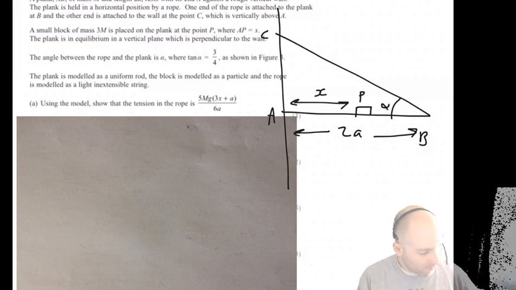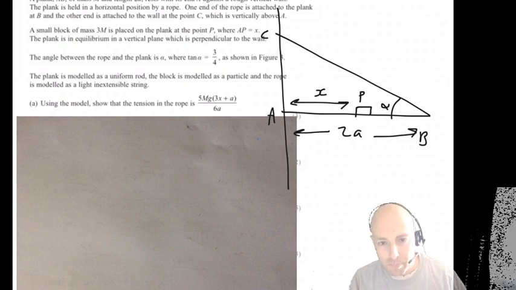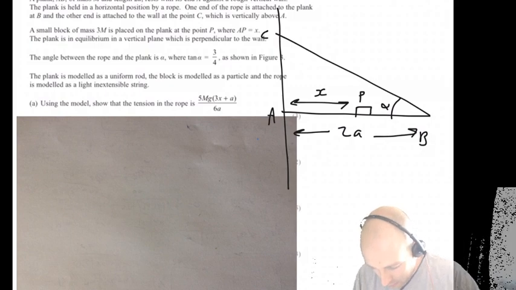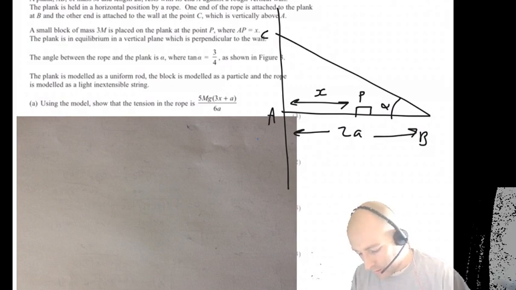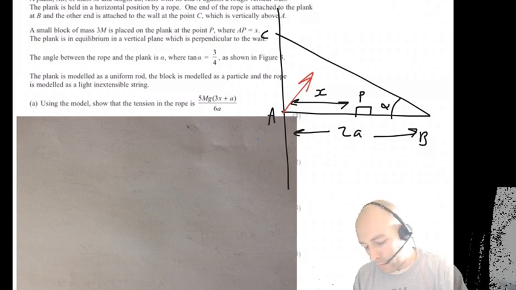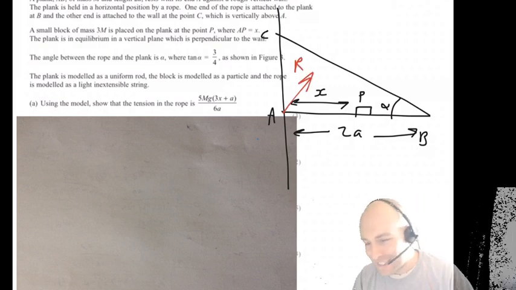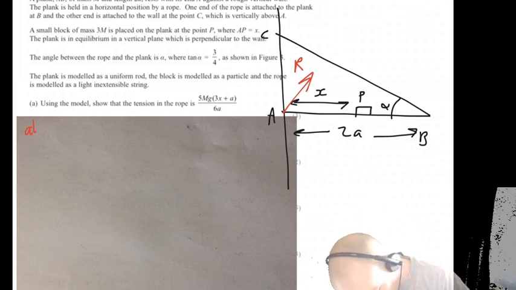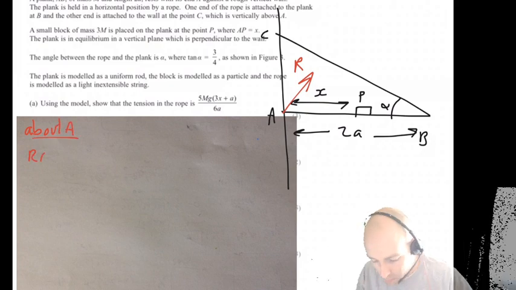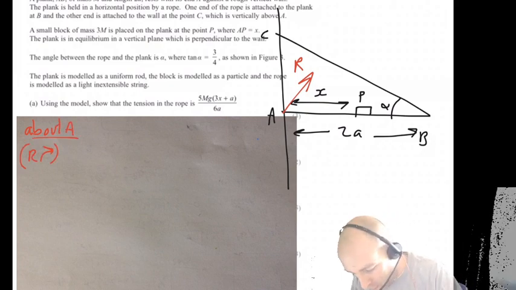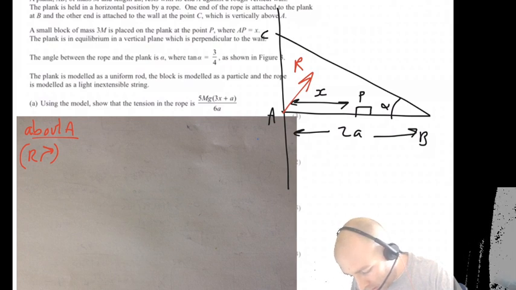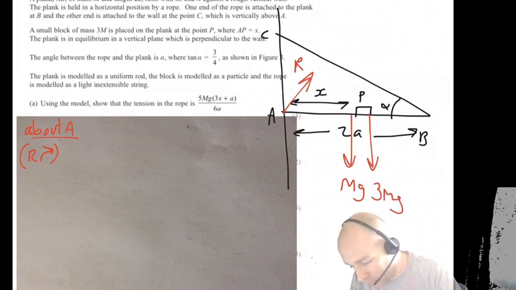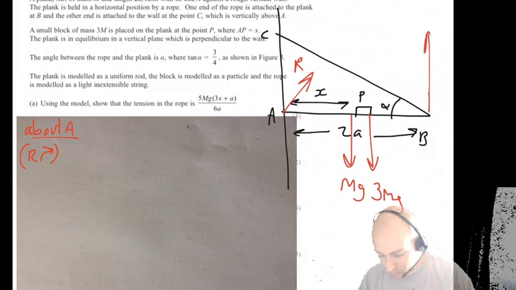Okay. So for the first bit, we want to resolve moments about A. The reason I know we need to go about A is because I don't want to deal with the reaction force at A. So if we go about A, we don't have to worry about that reaction force. Cool. So we're going to go about A. May as well go clockwise. So we're going to get the weight of the mass of the beam. So we've got mg. We've also got the weight of the particle, and we've got tension going up there as well.